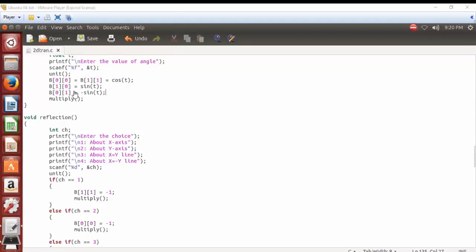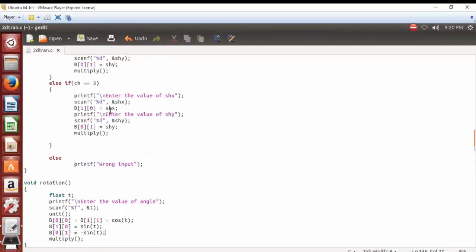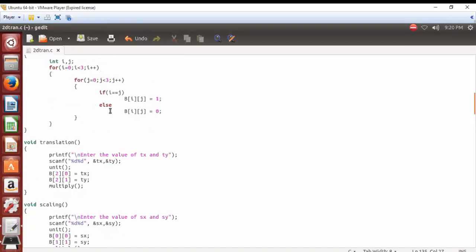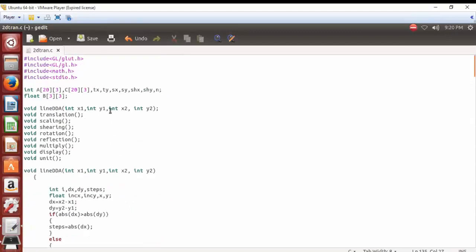Welcome students. In this session we will see execution of 2D transformation program. So this is our program in OpenGL in C program. Now let's execute it through terminal.